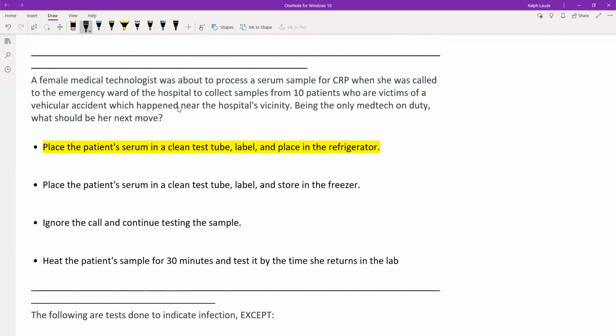So next situation, a female medical technologist was about to process a serum sample for CRP when she was called to the ER ward of the hospital to collect samples from 10 patients who are victims of a vehicular accident which happened near the hospital's vicinity. Although I did not mention the shift, there could be a tendency that you will be alone left in the lab, and all of your other colleagues were doing rounds. So while the female medical technologist was processing CRP, she was called to the ER.